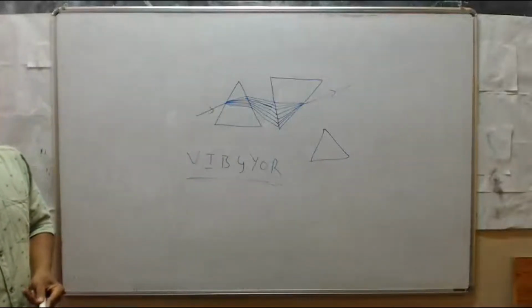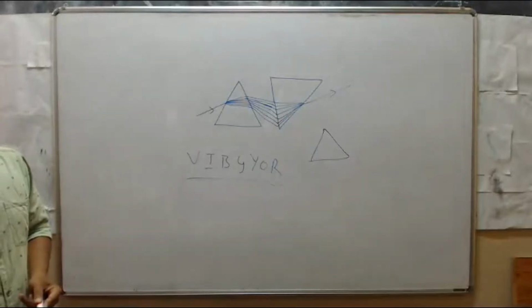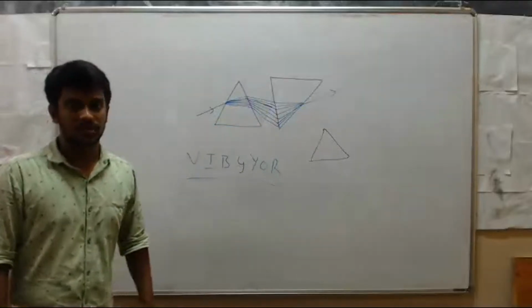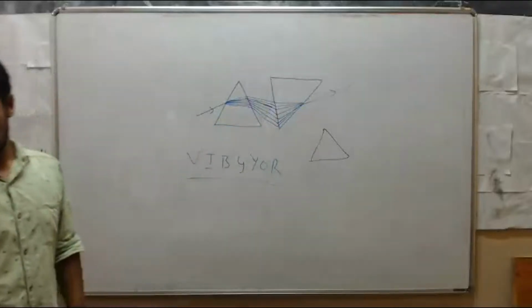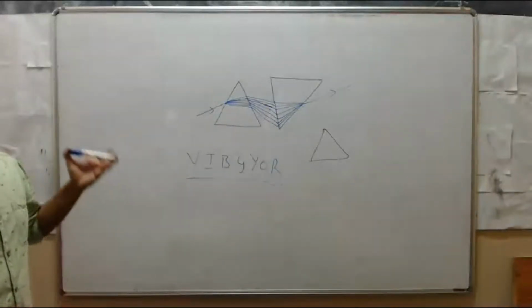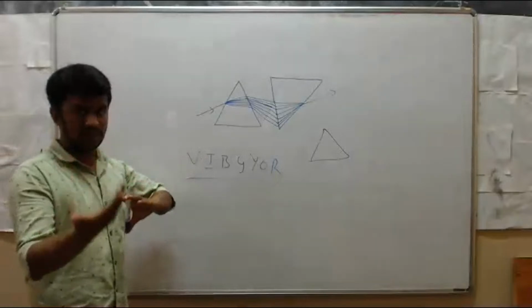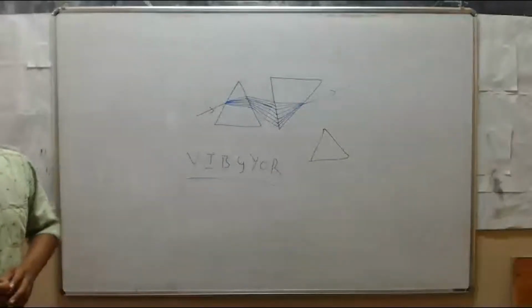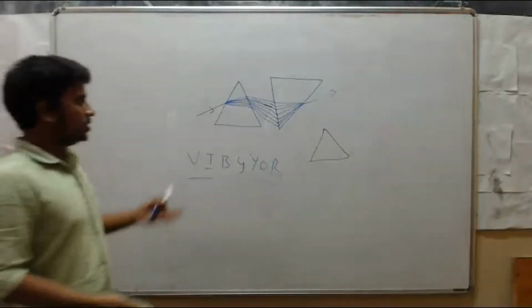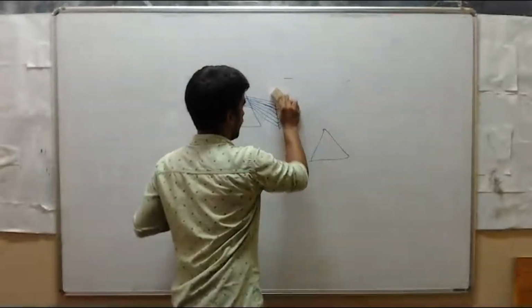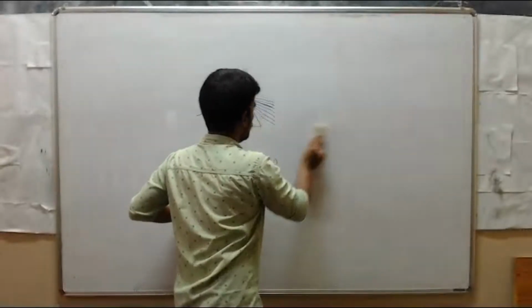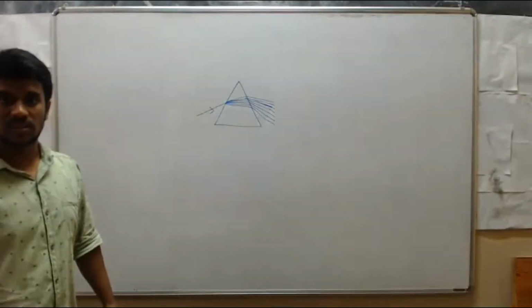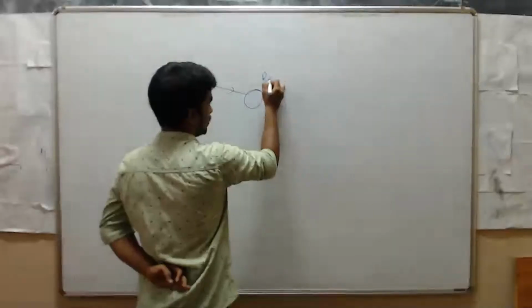This observation gave Newton the idea that sunlight, or white light, is made up of several colors. This is what happens when you pass white light through a glass prism. Actually, here we won't get 7 colors.